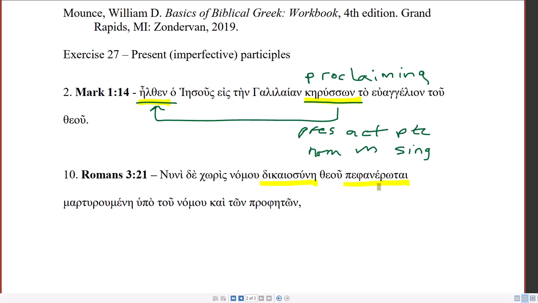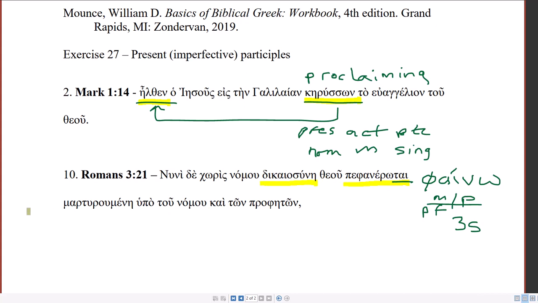So pephanerotai. This comes from phaino, which means to shine, or in the passive, to be revealed. And the tai ending telling me it's middle passive. So it is a perfect middle passive indicative, and then it's going to be third singular. So something is revealed here, and in the perfect it would be something has been revealed. And it's referring to the righteousness of God.